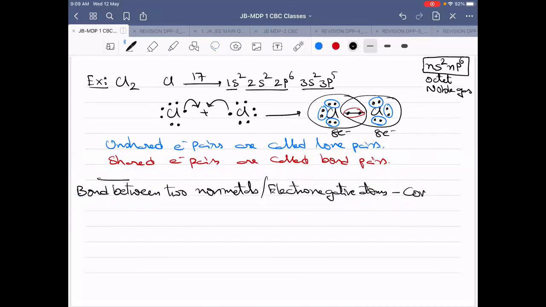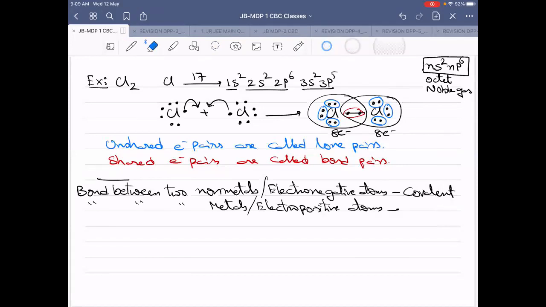Covalent bond. Okay? Bond between two metals or electropositive atoms is metallic bond. Like alloys are there, na? In alloys, metal-metal bond will be formed.